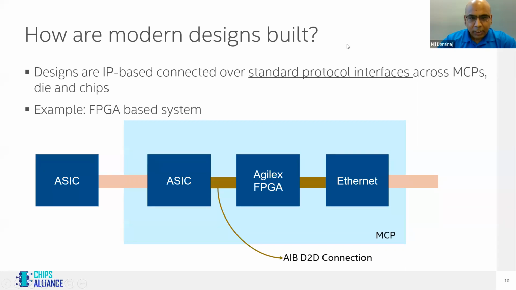So what I'm showing here, this diagram below here, shows an example of an FPGA-based system. I have an MCP, or a multi-chip package. Within the package, I have an ASIC talking to an Intel 10 nanometer Agilex FPGA over a die-to-die connection, which is again talking to another chip or a tile, in this case an Ethernet tile, which is interfacing to the external world.